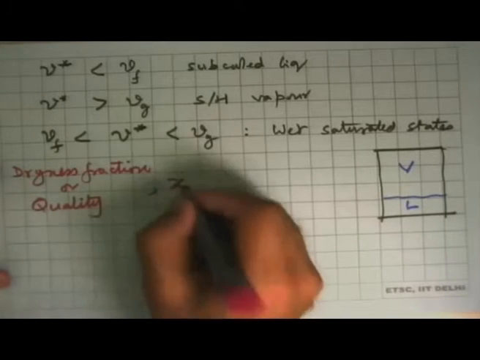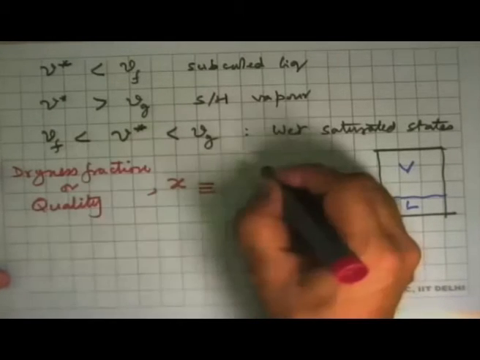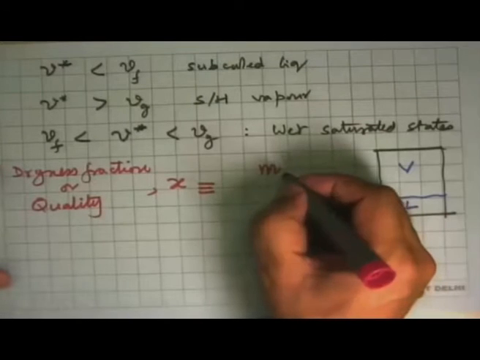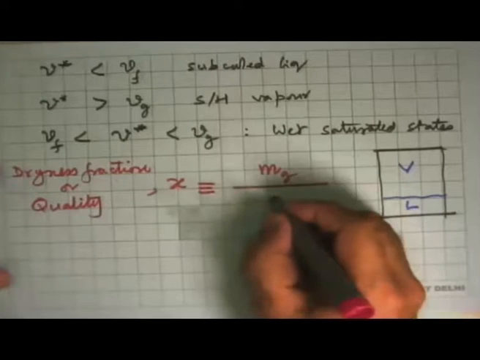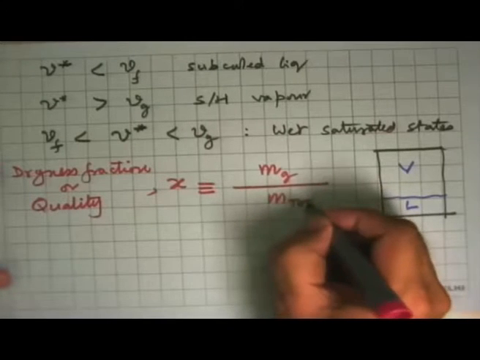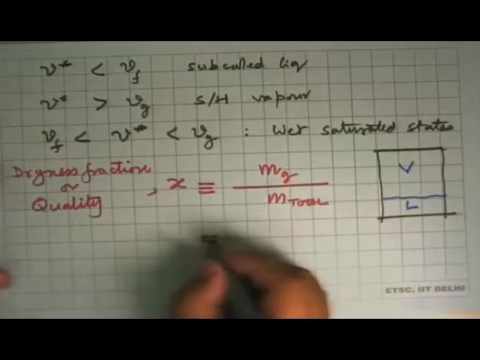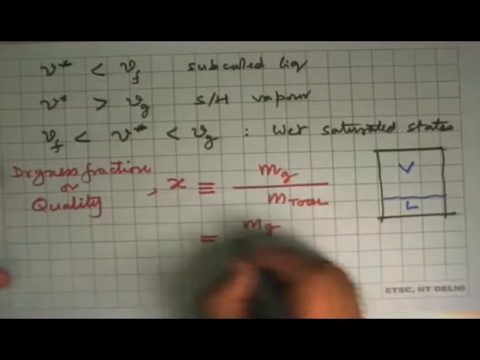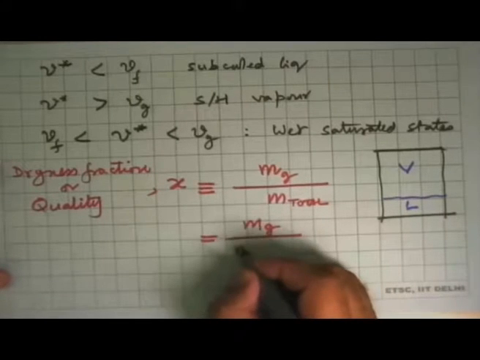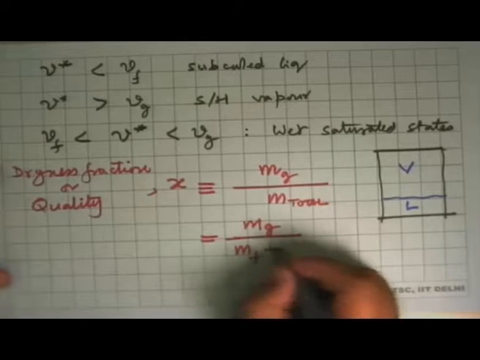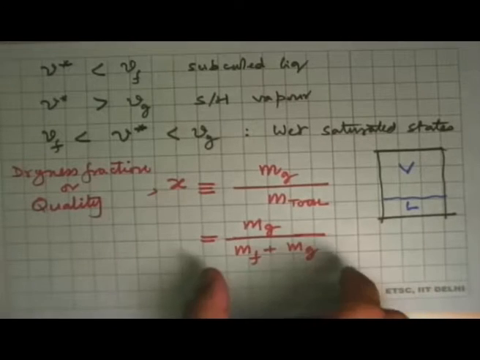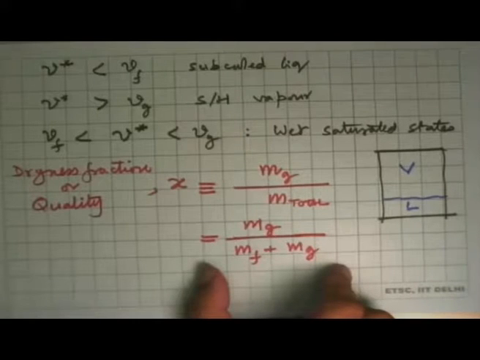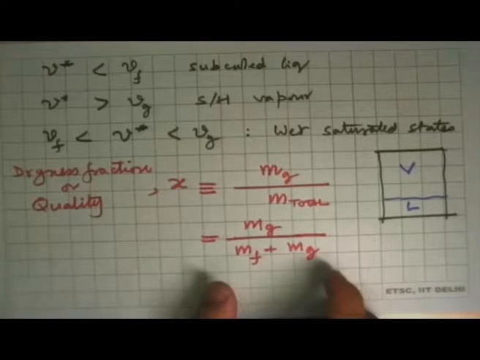The symbol is X. It is defined as the mass of the vapor divided by the total mass, which is mg upon mf plus mg. Okay, so this is a new definition that we are now putting in, and let's see, can we express it in terms of the specific property.